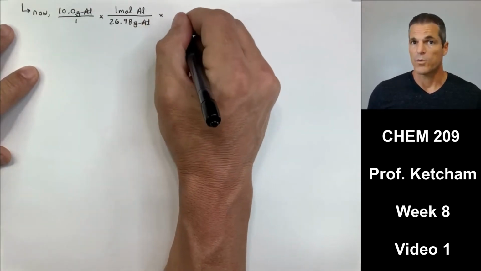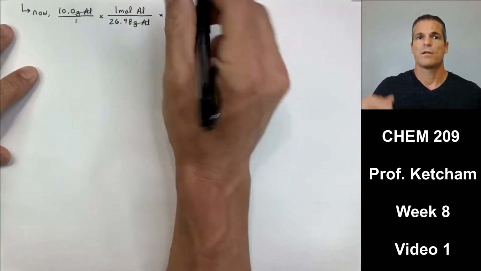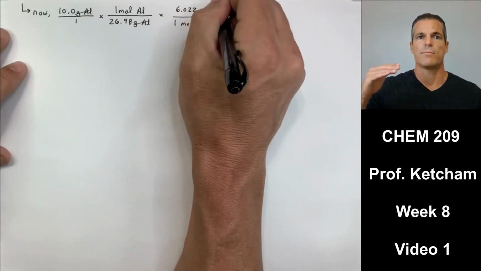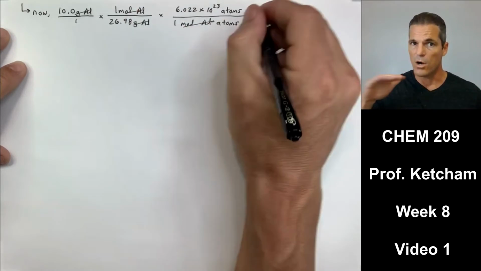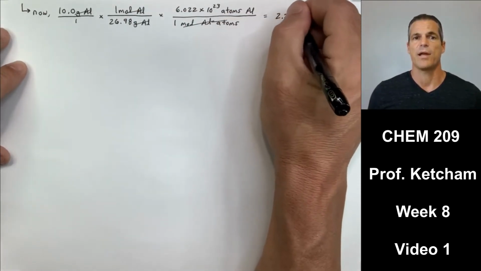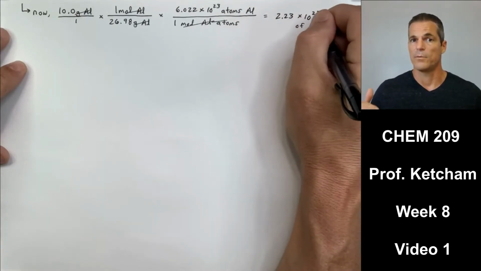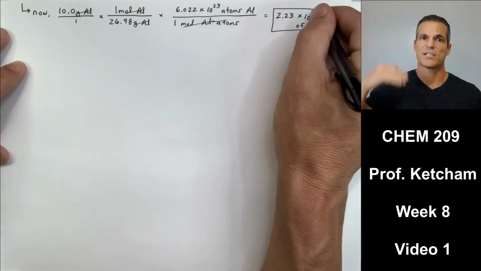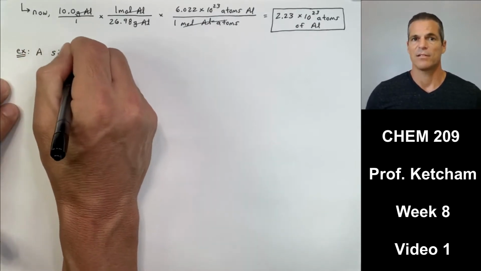So start with what you're given, put it over 1: 10.0 grams of aluminum. Get that into moles. So 10.0 grams of aluminum times 1 mole of aluminum over 26.98 grams of aluminum. That puts us in moles. And then for every 1 mole of aluminum atoms on the bottom, we have 6.022 times 10 to the 23rd atoms of aluminum. Cancel the units.